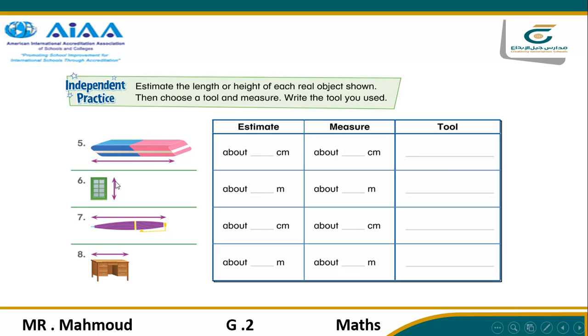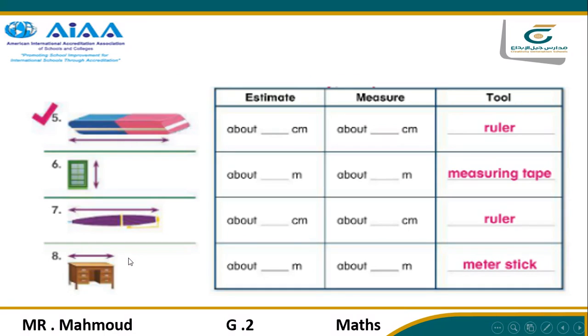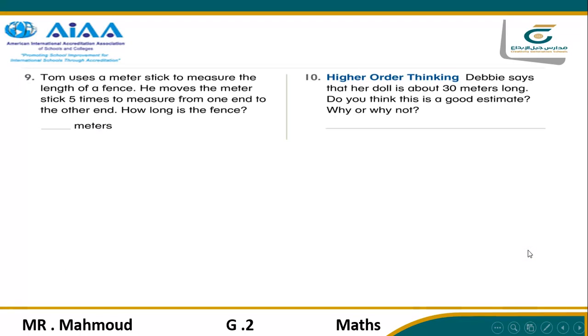So here we have a window. Which tool can you use here? And pen and table. That is the answer. The best tool you can use to measure the window is a measuring tape. And the pen is a small thing, so you can use a ruler. And for the table you can use a meter stick.